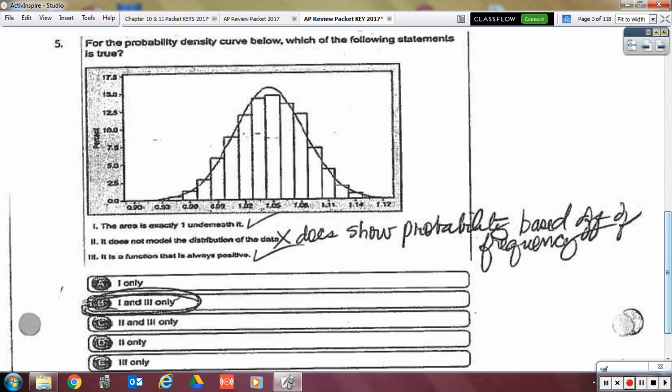But 2 is wrong. 2 says it does not model the distribution of the data. Well, that means that this curve is not showing the way that the data is distributed. Well, yeah, it is. That's how the function is made. It is showing how the data is distributed and where it's more frequent and where it is less frequent and so on.